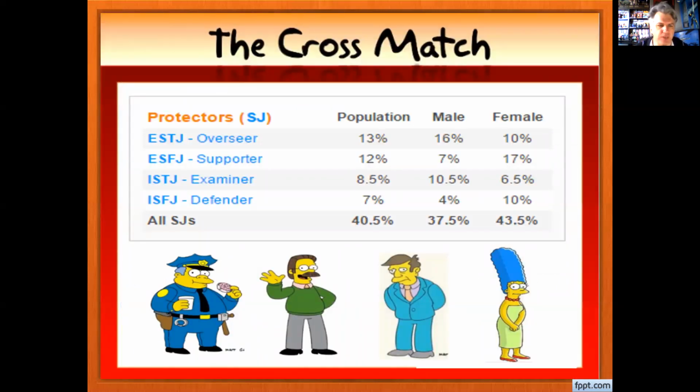First off, the S and the J's: ESTJs, ESFJs, ISTJs, ISFJs. This is about 40% of the population. Now, again, if this was proportional to the entire population, it should be 25%. But most people fall into the overseer, supporter, examiner, defender sort of relationship.